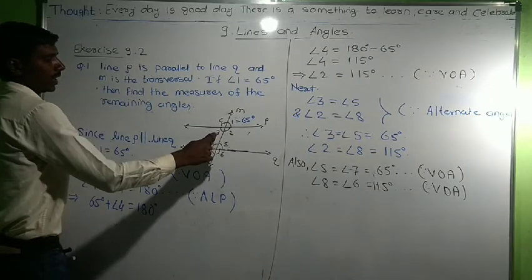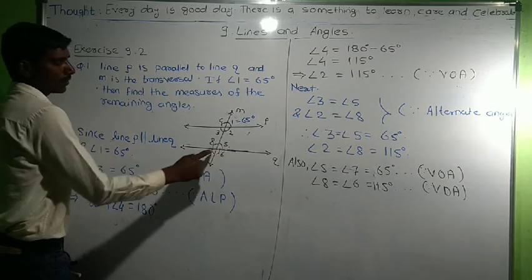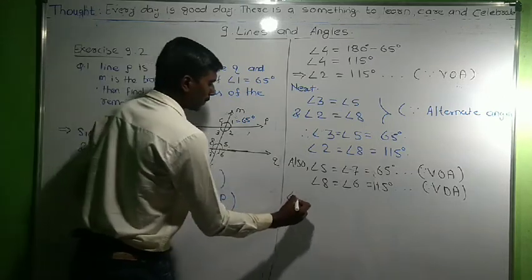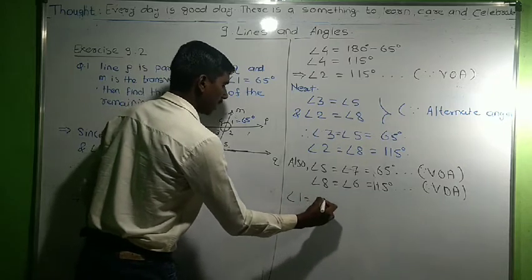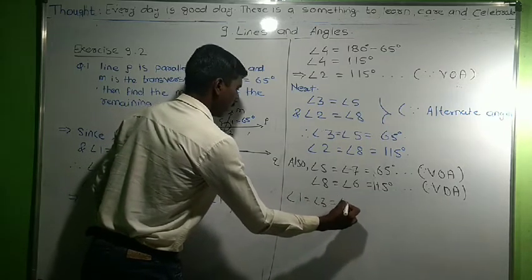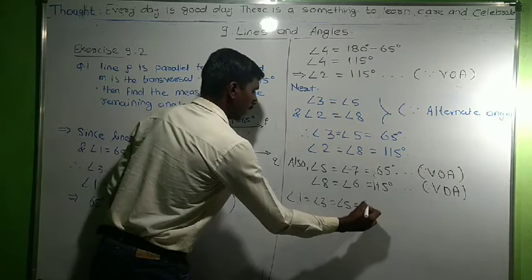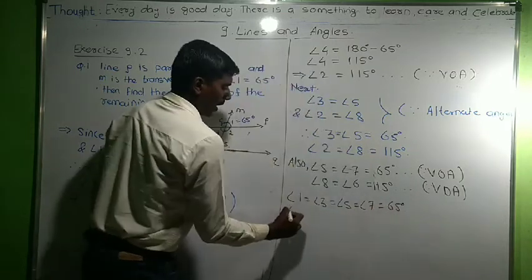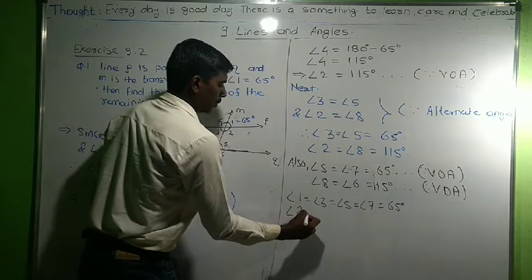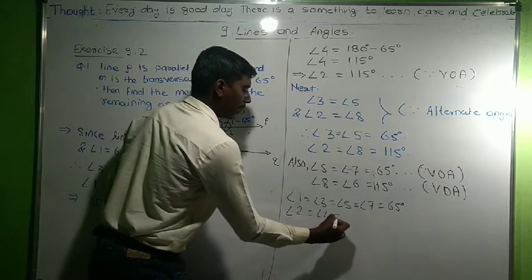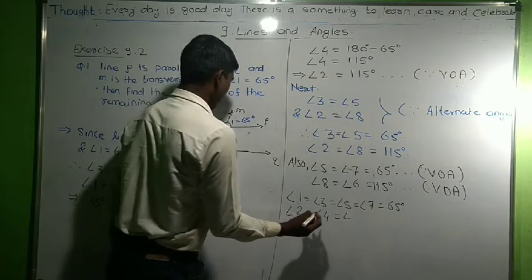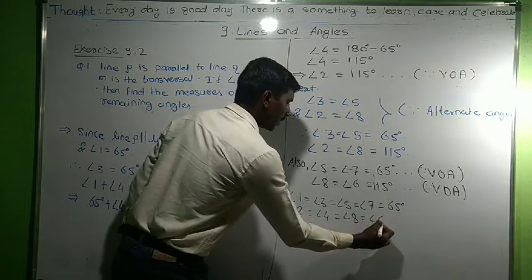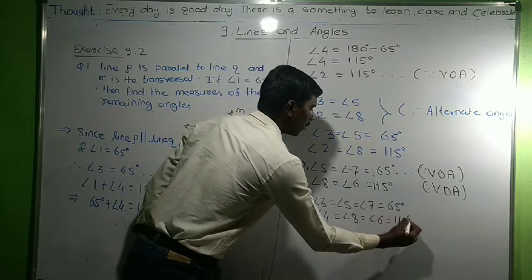Angle 1 is equal to 3, 3 is equal to 5, 5 is equal to 7. So finally we will write all pairs. Angle 1 is equal to angle 3 is equal to angle 5 is equal to angle 7, which is equal to 65 degree, and angle 2 is equal to angle 4 is equal to angle 8 is equal to angle 6 is equal to 115 degree.